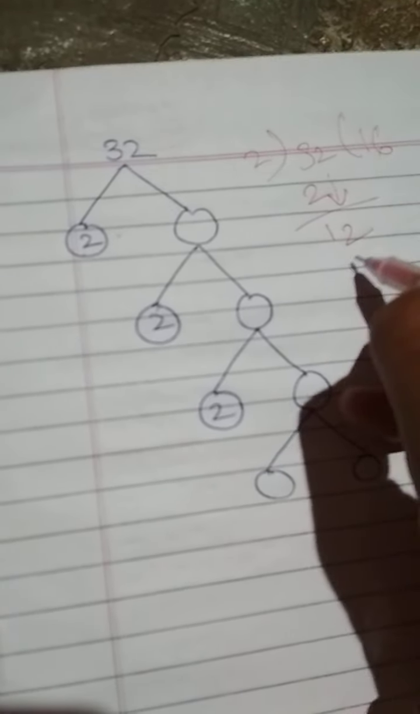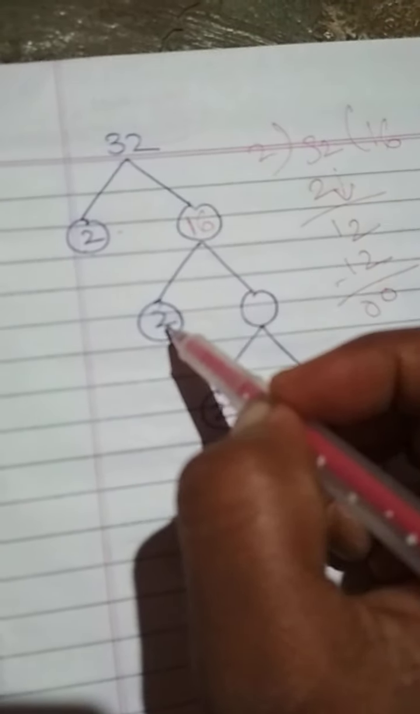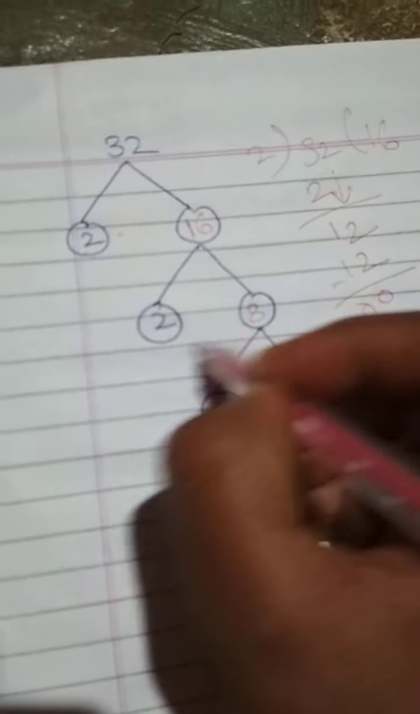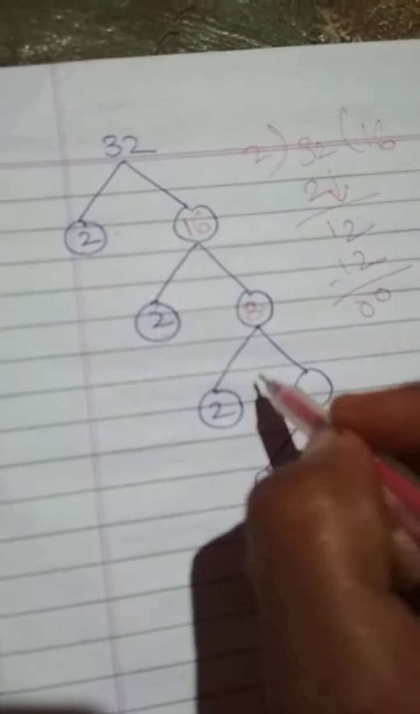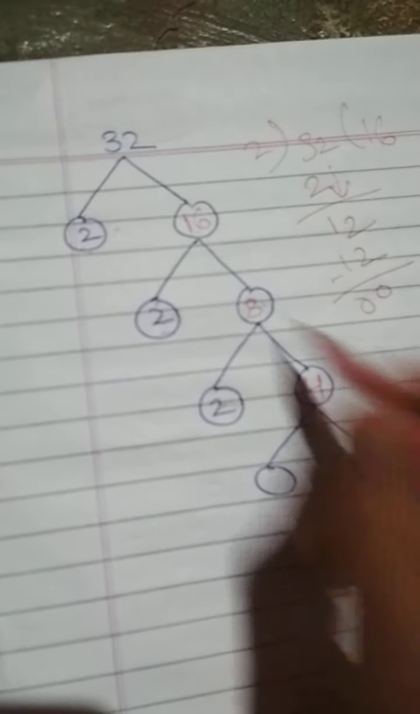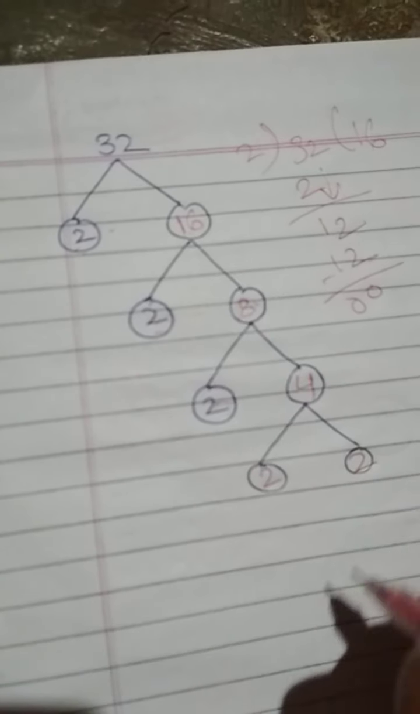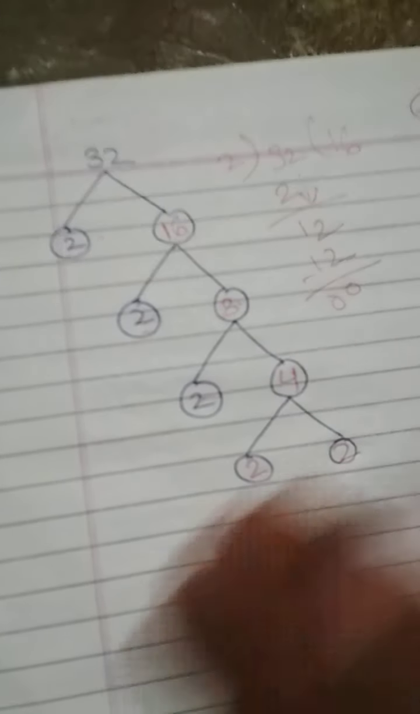2 6s are 12 is there. Here, students, 16 is coming. 2 16s are 32. This 16 is in the tables: 2 8s are 16, and this 8 is 2 4s are 8, and this 4 is 2 2s are 4. Okay, students.